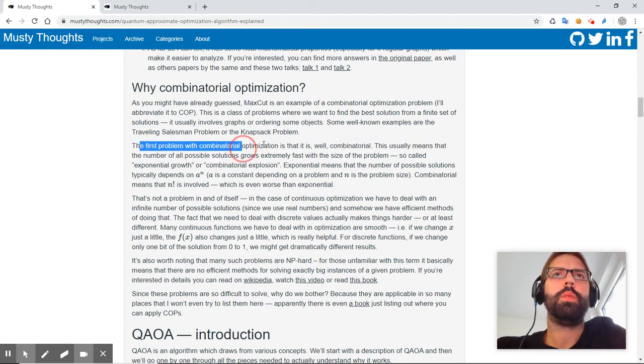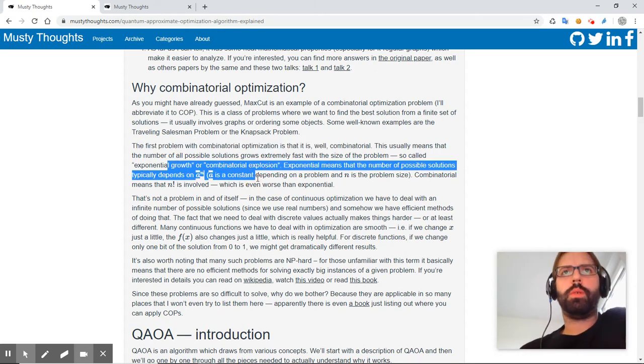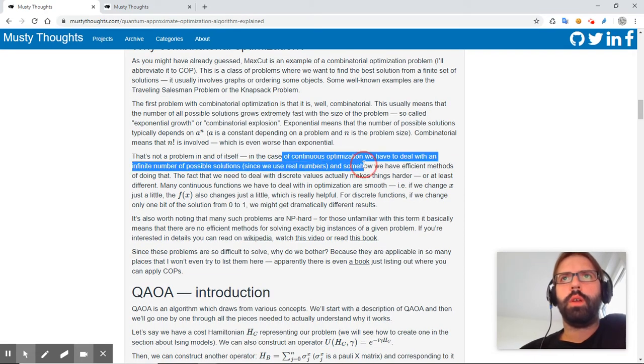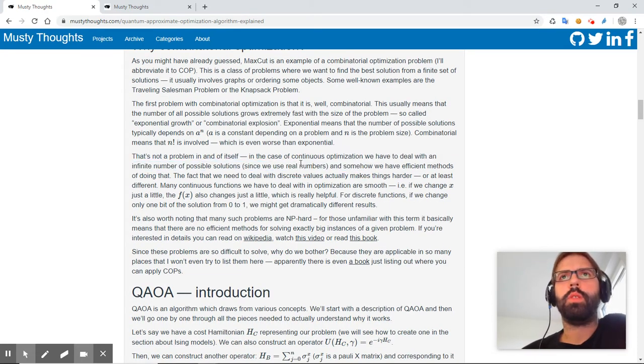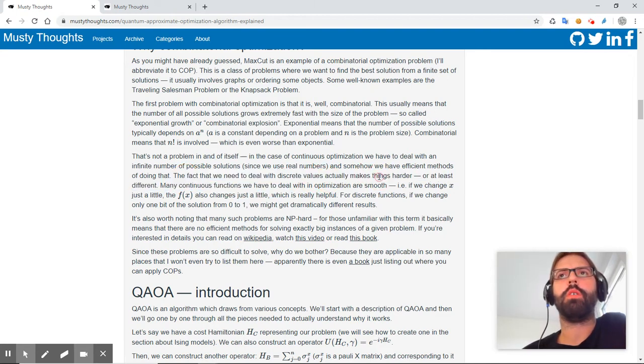The first problem is that it's combinatorial. This usually means that the number of possible solutions grows extremely fast. Exponential growth is not a problem in itself. In the case of continuous optimization, we have to deal with an infinite number of possible solutions since we use real numbers, and we have efficient methods of doing that. The fact that we need to deal with discrete values actually makes things harder. That's interesting. Or at least different.